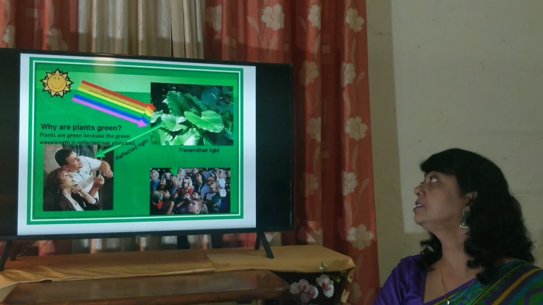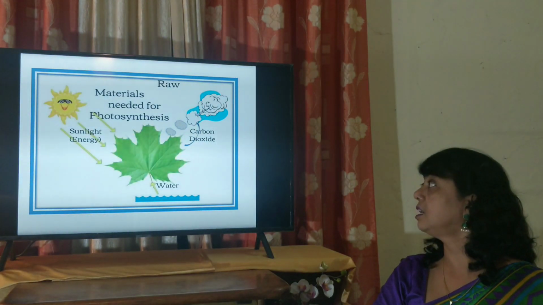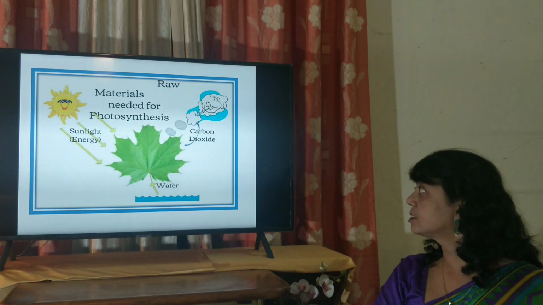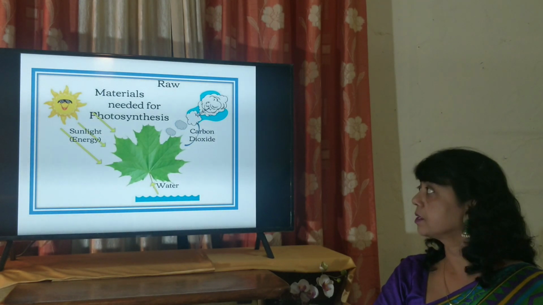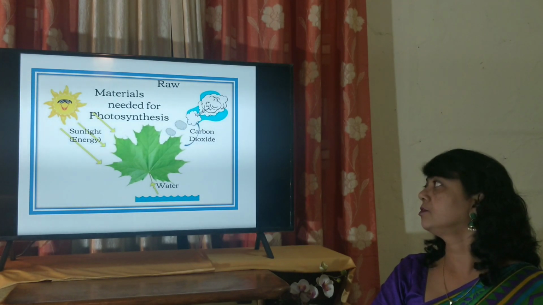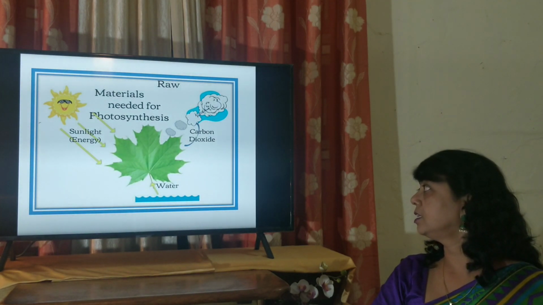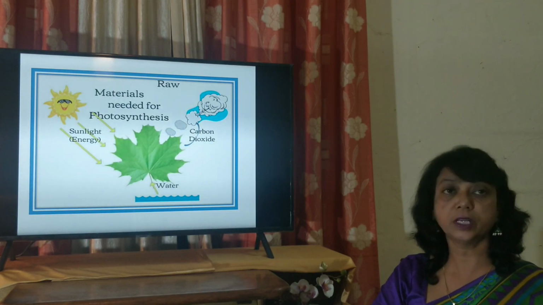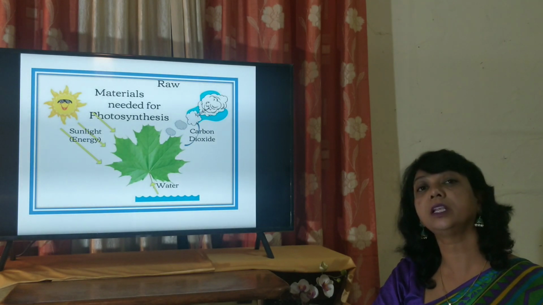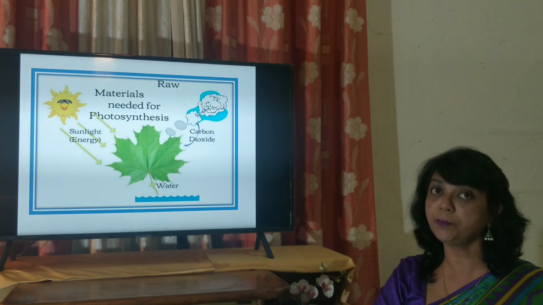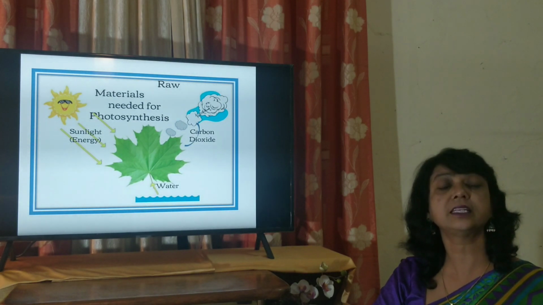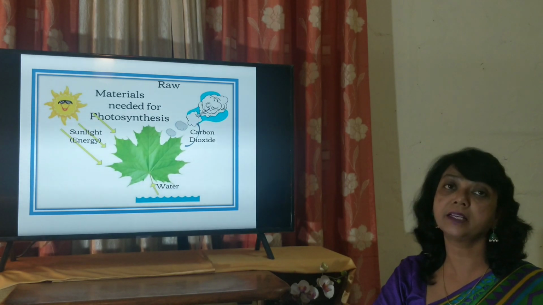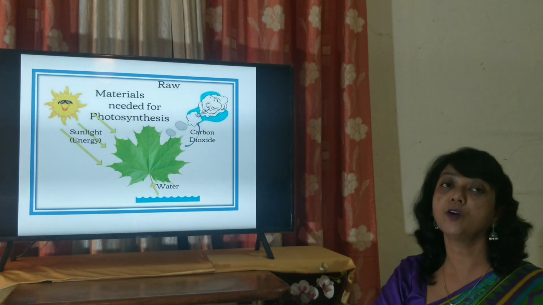The raw materials needed for photosynthesis are energy, water, carbon dioxide, and chlorophyll. Energy is gained from the sunlight, water is sucked up by the roots and then transported to the stem, from the stem to the leaves and to other parts of the plant. Carbon dioxide is taken by the plant from the atmosphere, and the plant contains a pigment called chlorophyll.